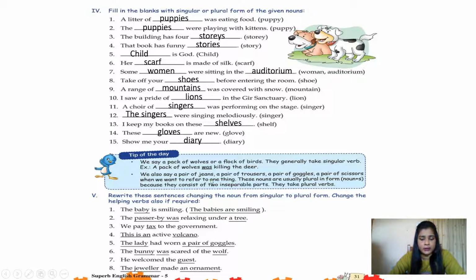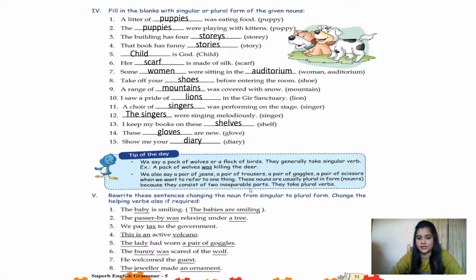We also say a pair of jeans, a pair of trousers, a pair of goggles, a pair of scissors when we want to refer to one thing. These nouns are usually plural in form, children, because they consist of two inseparable parts, meaning you cannot separate them.